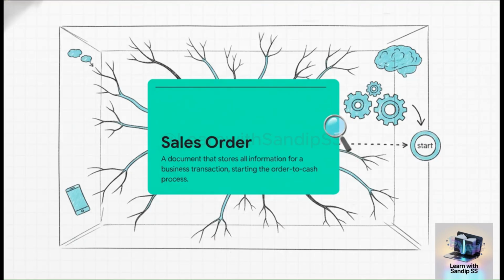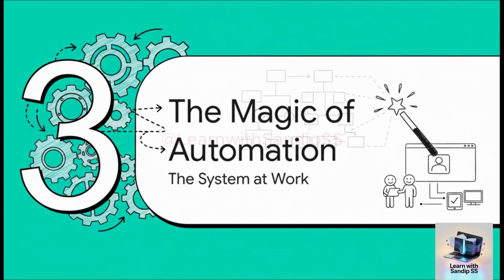The sales order isn't just a note to self. It's more like the central nervous system for the whole transaction. It grabs every single piece of information needed and acts as the official starting gun for the entire sales process inside the SAP system. Now, you might be thinking, wow, that sounds like a ton of data entry for poor Sally. But this is where the real magic happens. Let's take a look at how the system turns a potentially huge task into something incredibly simple.